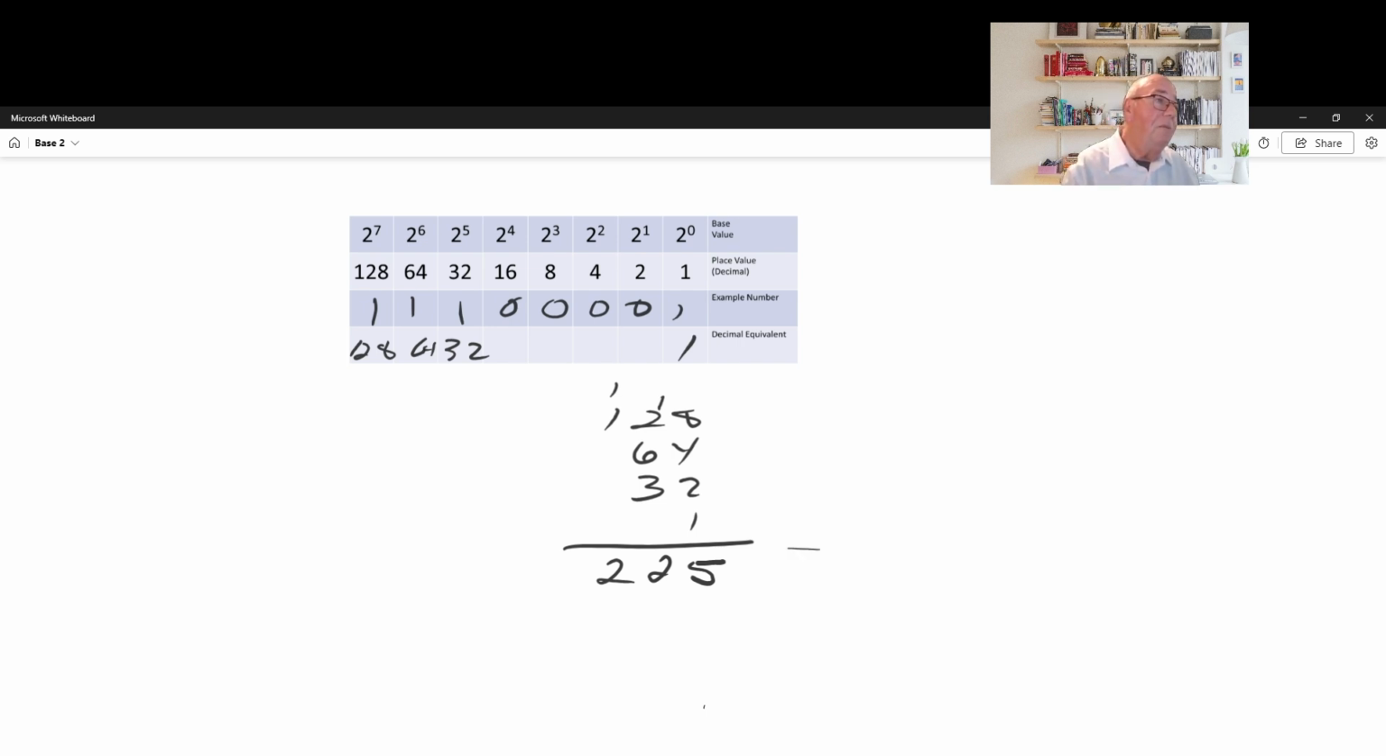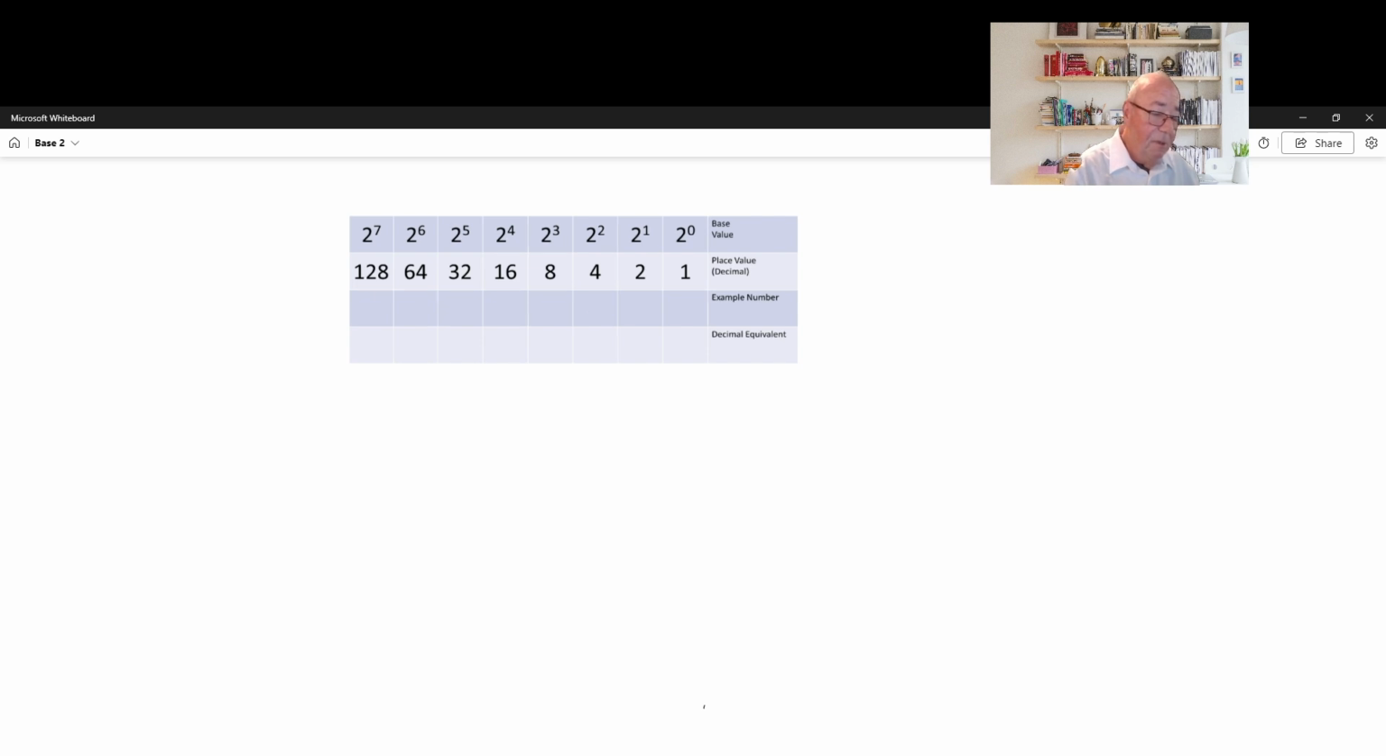That is binary to decimal conversion. There's really not much more to it. You've seen both a couple of short examples. You've seen a couple long examples. Now let's do it the other way. Let's go decimal to binary.